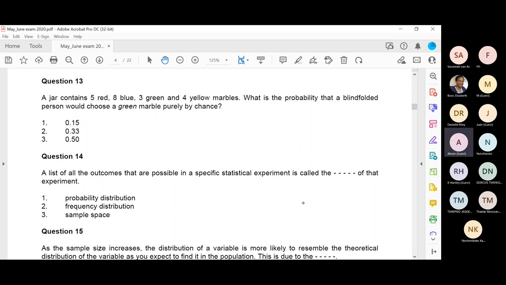Five plus 8 plus 3 plus 4 equals 20. Okay. And 3 divided by 20 is 0.15, number 1. So your probability of choosing a green marble is given by the number satisfying that, the green marbles, divided by the grand total. How many green marbles? There were 3 out of 20. And that will give you 0.15.